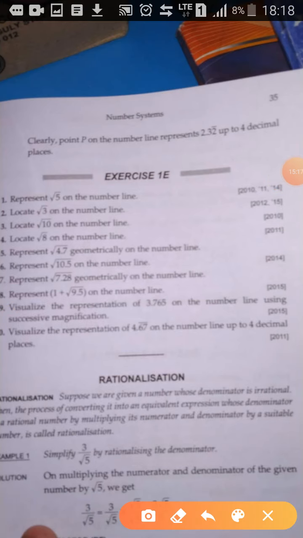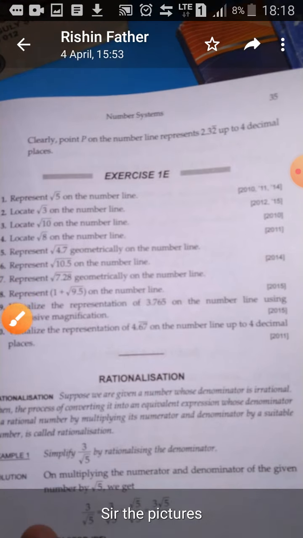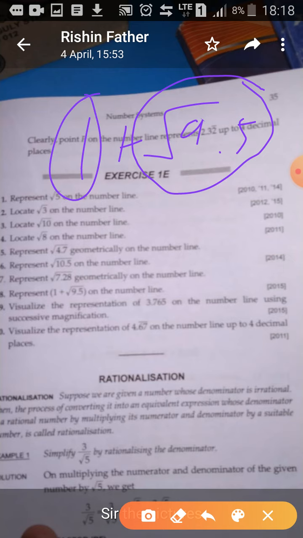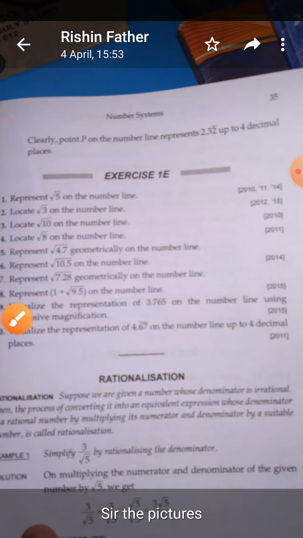Okay, so the next sum says represent 1 plus root over of 9.5 on a number line. Till now you were getting only single numbers, 7.28, 10.5, 4.7. Now you have got something like 1 plus root over of 9.5. So first we will represent this root over of 9.5 geometrically, and then I'll tell you what to do with this one. Okay, so let's go to the blackboard.